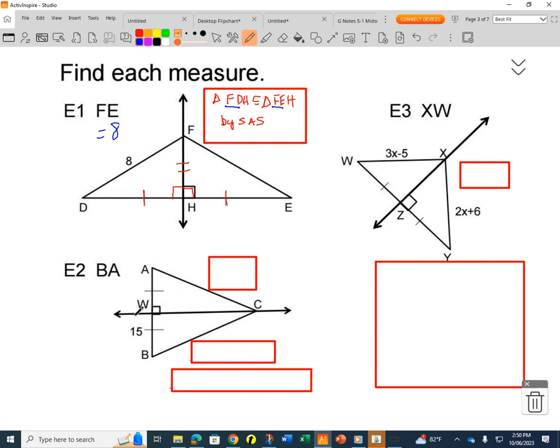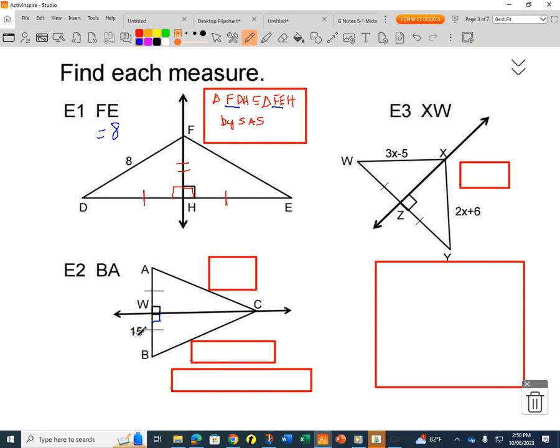Number 2, example 2. WC is a perpendicular bisector. It bisects this side and creates a perpendicular or a right angle. So remember, both of these are going to be right angles. So we're probably thinking that we're going to find BA. BA is the length of this side. BA is the length of this whole side.